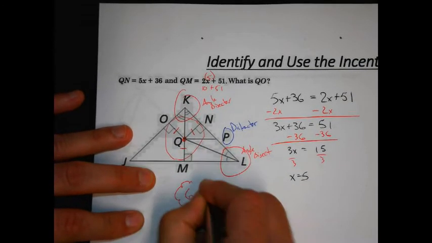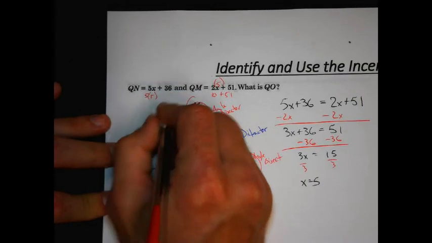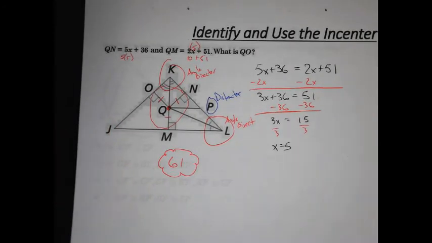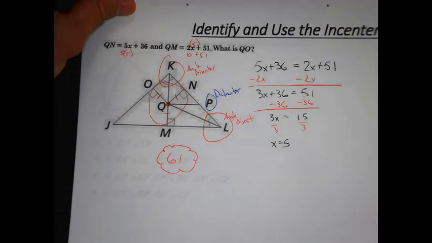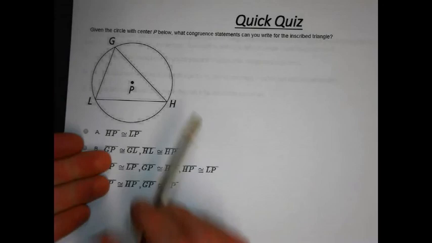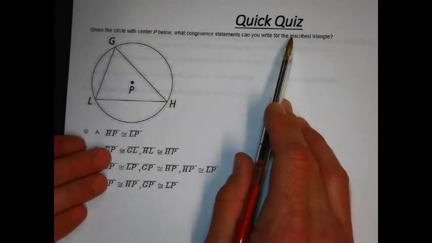Does that work for over here as well? 5 times 5, 25 and 36, 61. Win. Okay? So that's using the incenter. Remember, angry birds inside. Angle bisectors, incenter. Quick quiz. So this is what you might see some questions like on standardized stuff. Given the circle with center P below, what congruent statement can you write for the inscribed triangle?